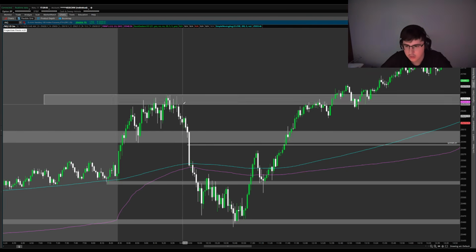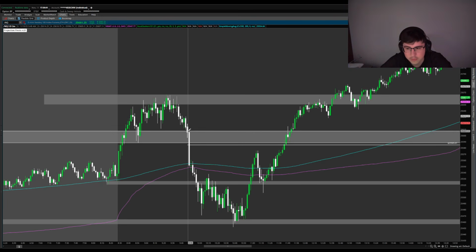Okay. I took it because what happened? We got rejected. We closed below this neck. We closed below the top of the rectangle. So what we could have done is, if we closed below the top of this rectangle, we could have gone short, right? Where would our stop loss be? Just high of the candle.